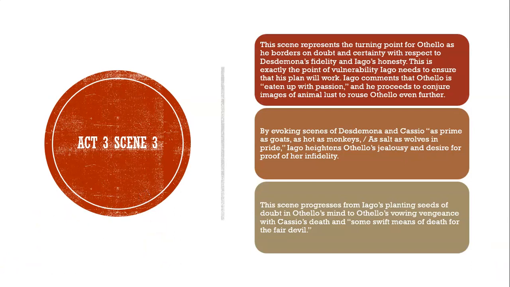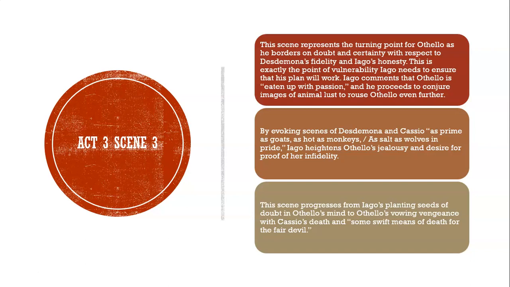So Act 3, Scene 3 really represents sort of the turning point for Othello as he borders on doubt and certainty with respect to Desdemona's fidelity and also Iago's honesty. This is the point where he's really not going to be able to turn around. It's really the point of vulnerability that Iago needs to ensure his plan will work. Iago even comments that Othello's eaten up with passion. And so what he does then is he begins to plague Othello's mind with very animal-like imagery of Cassio and Desdemona being together, very similar to what he did earlier with Brabantio. So he really indulges that sort of negative fantasy for Othello. And that's what he's doing throughout this.